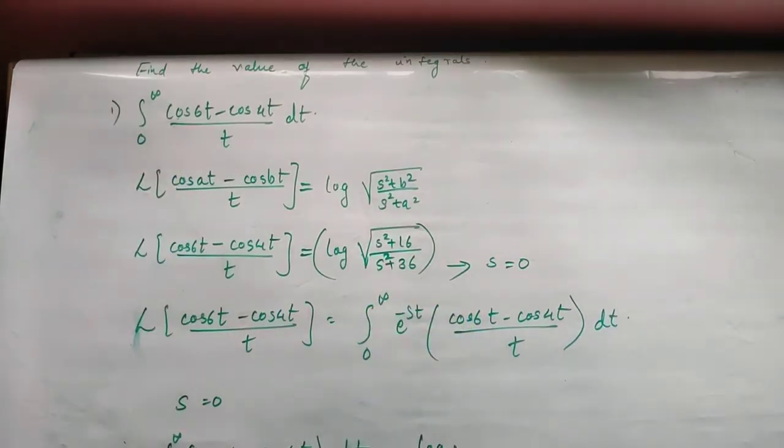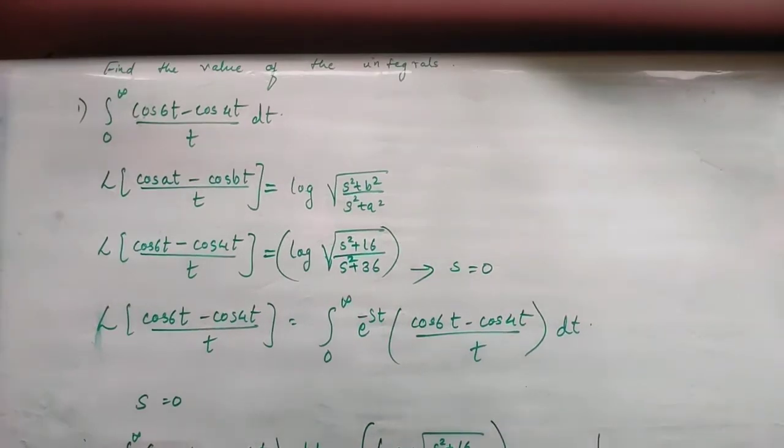So log of root of (s square plus 16) divided by (s square plus 36), where s must be equal to 0. If you put s equal to 0, it becomes log of root of 16 by 36, which is log of 4 by 6, or log 2 by 3. So this is how you solve this problem.